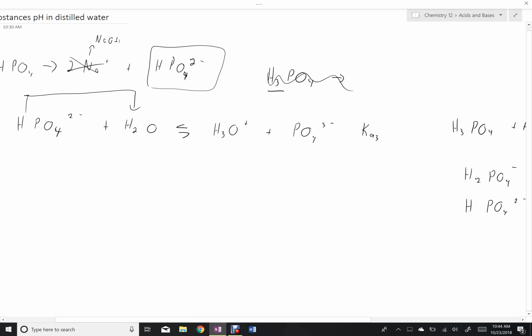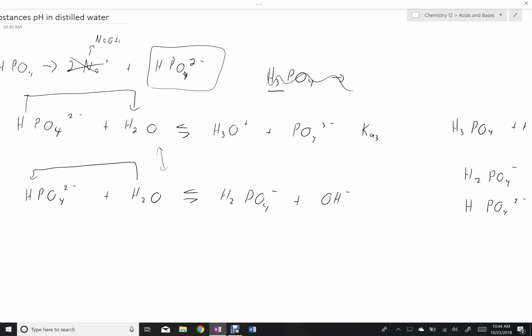The second thing that this phosphate ion can do, instead of acting as an acid, is act as a base, accepting a hydrogen and going back to forming H2PO4 minus and hydroxide. So the question is, which of these two processes is going to be the dominant one? They're both going to happen, but with very different rates. Probably one of them is going to be really effective while the other isn't.